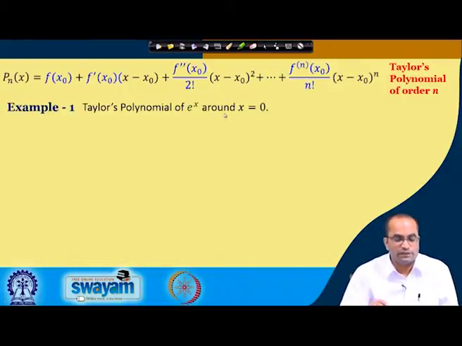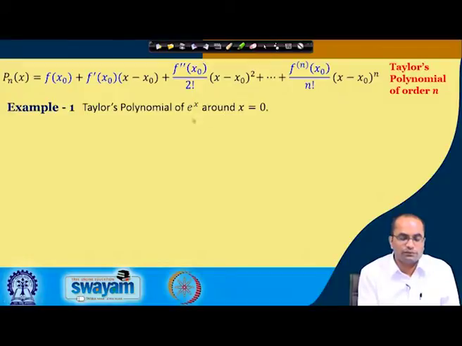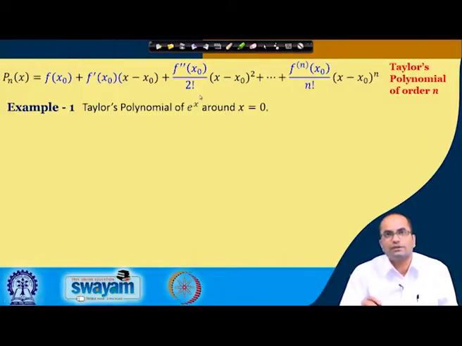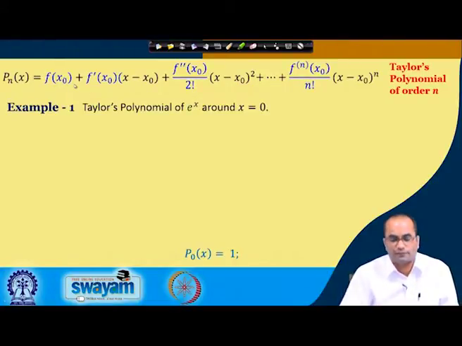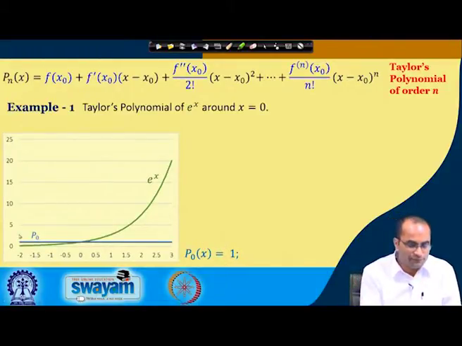Now, if we go through the example here and construct the Taylor's polynomial of the exponential function, for example, e power x around x is equal to 0. So, the P 0 x, the degree 0 polynomial, only the first term will be present there, and e power 0 will be just 1. So, the polynomial of degree 0 will be simply 1. And if we plot this, this is the green plot here of the exponential function, and this polynomial of degree 0 is just a constant line.